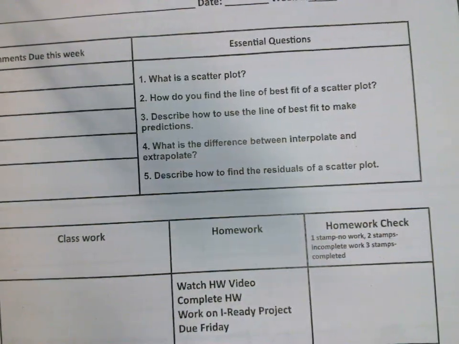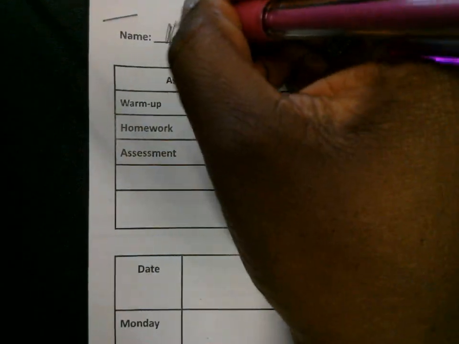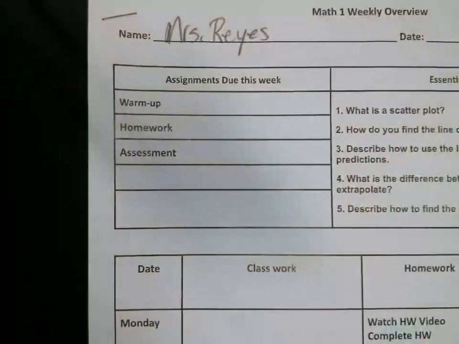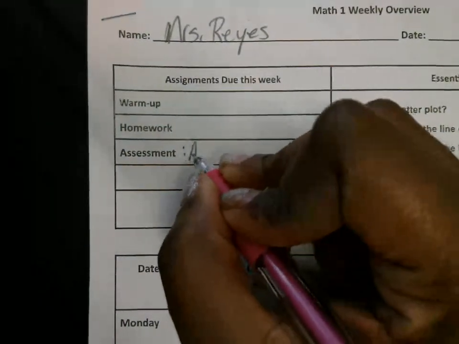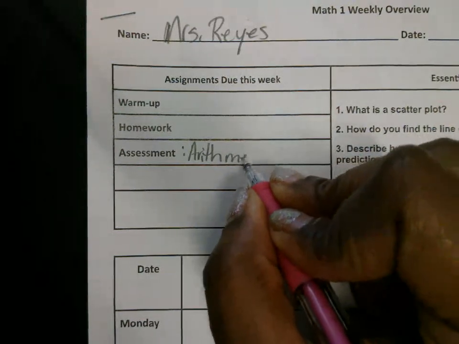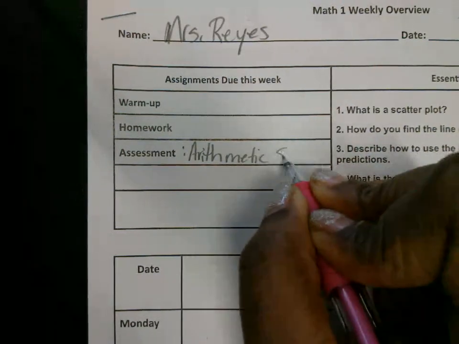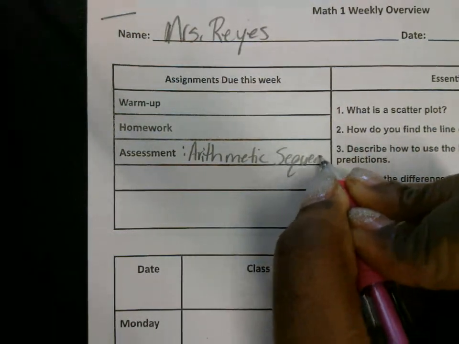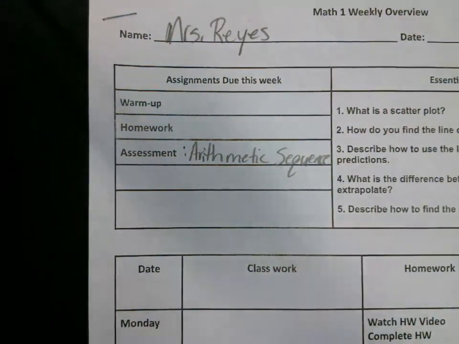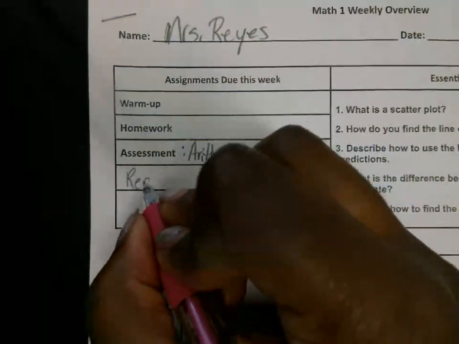All right, class, if you haven't done so already, please put your first and last name at the top of your packet. The items that are due this week: we have our warm-up, our homework. This week's assessment is going to be on sequences, arithmetic sequences. That's finding the nth term, recursive and explicit. Please make sure that you study those things.